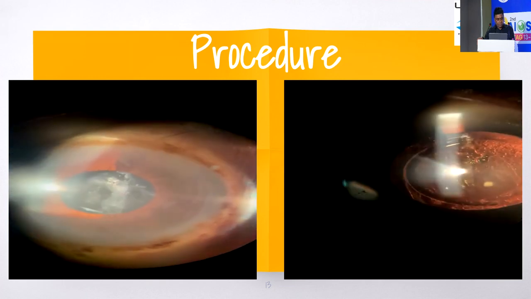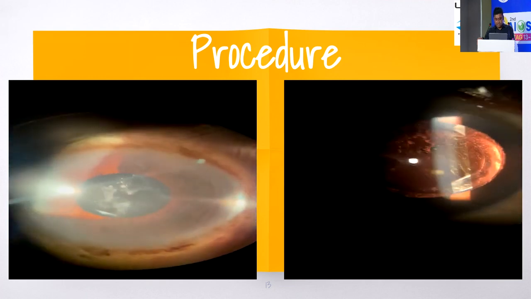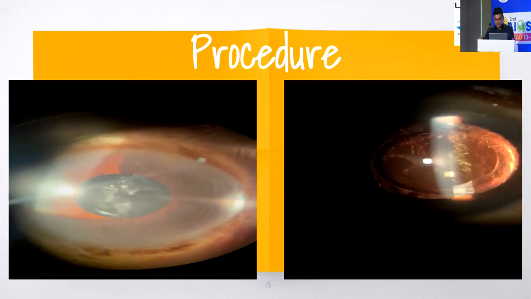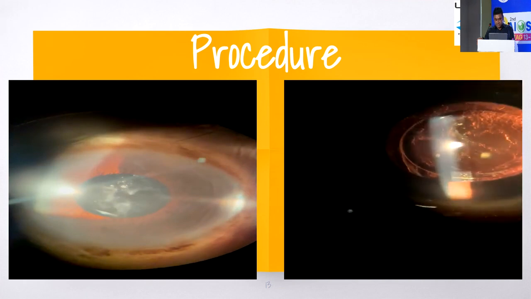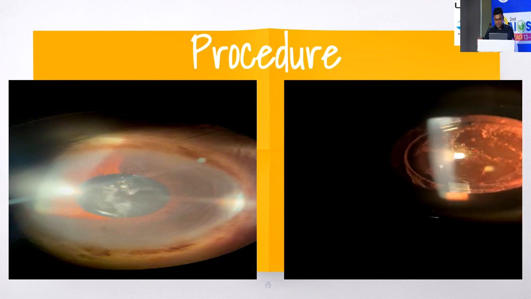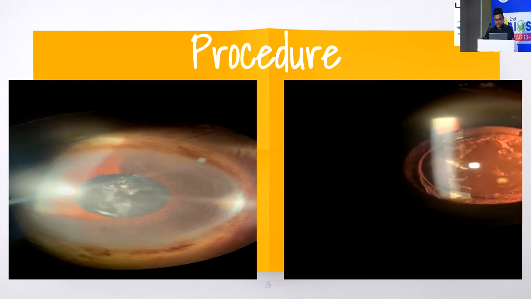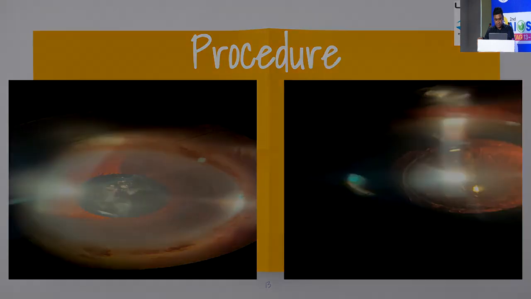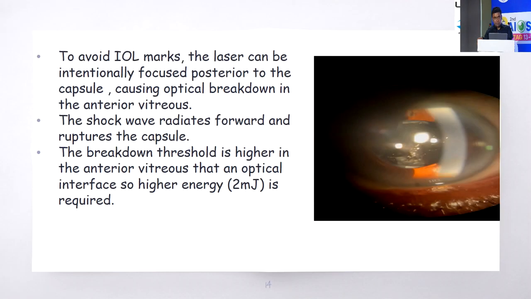I think this has been recorded with a handheld device, again with an iPhone. It's clamp mounted. 1 millijoule, 4 shots. No residual tags are left. It's a simple procedure. To prevent IOL pitting, make sure that you focus slightly posterior. The acoustic waves will break up the capsule well, and the threshold of the anterior vitreous face is slightly higher. From 1 millijoule, you may have to increase your energy to 2 millijoules.